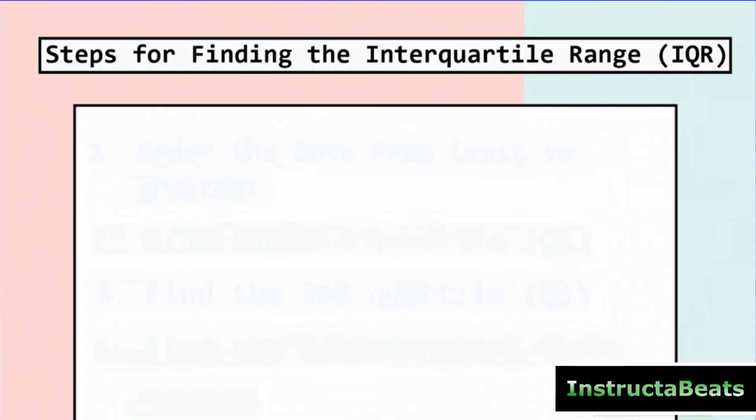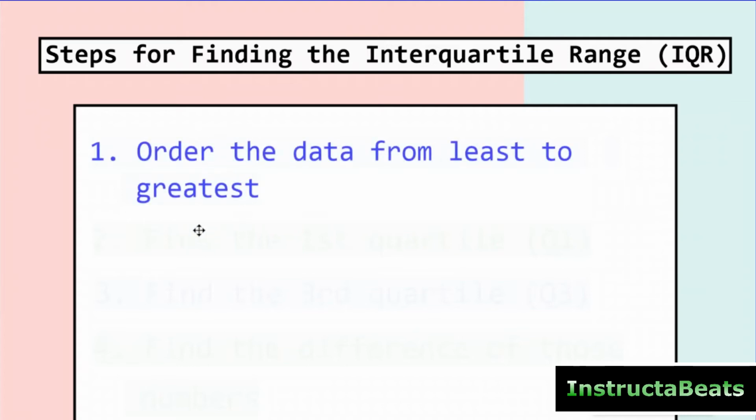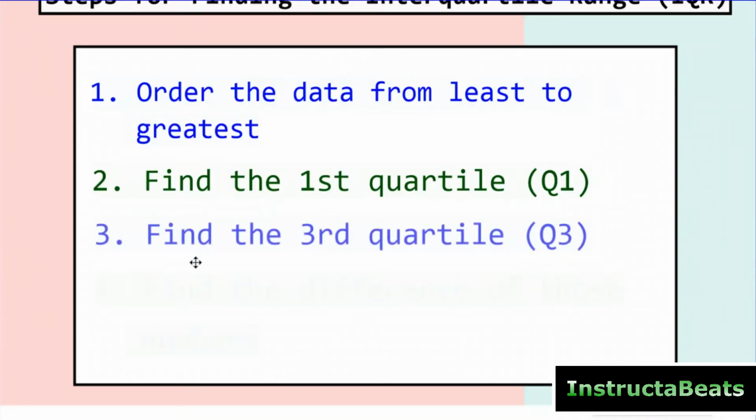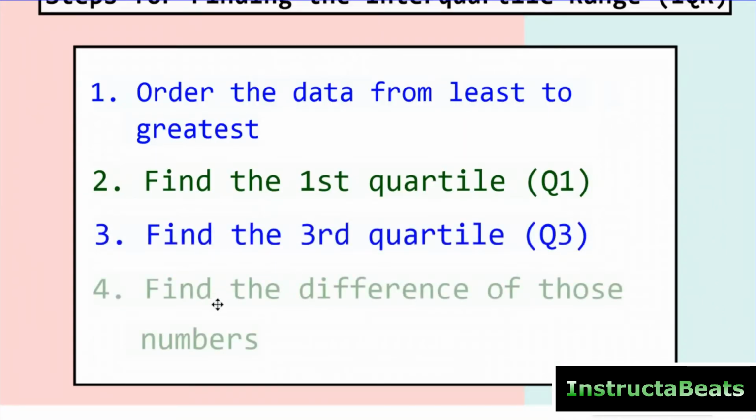So now we've kind of shown you an example. Let's name our steps that I just did, because that could be kind of confusing. Let's make it really easy and something that we can repeatedly do when we're trying to find the interquartile range. Step number 1, order the data from least to greatest. Step number 2, find the first quartile. Step number 3, find the third quartile. And step number 4, you find the difference of those numbers, right? So third quartile minus the first quartile, and that's going to give you the interquartile range.